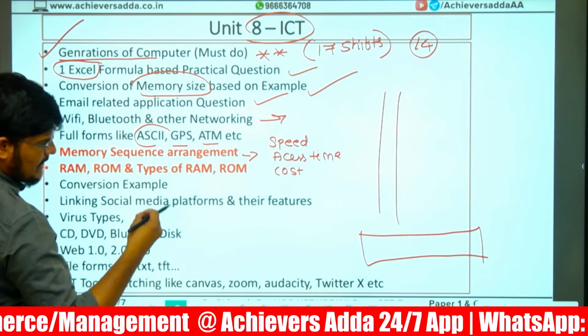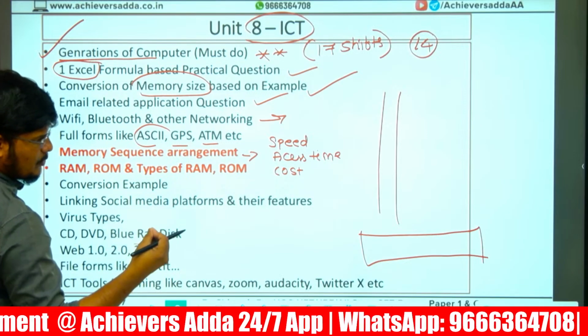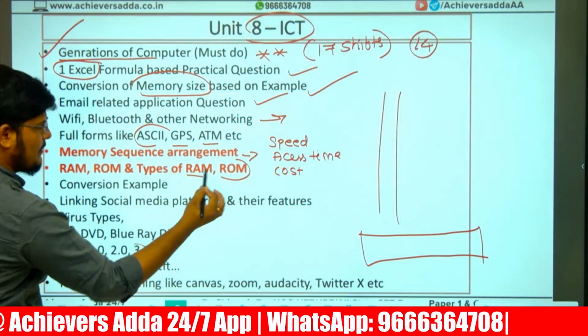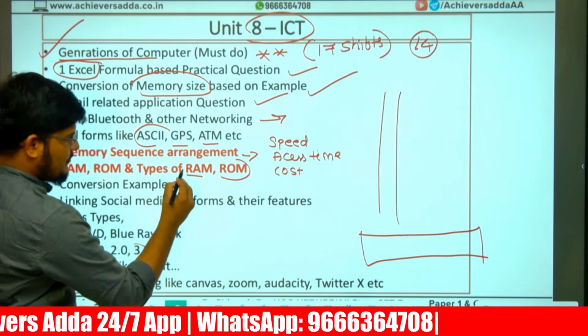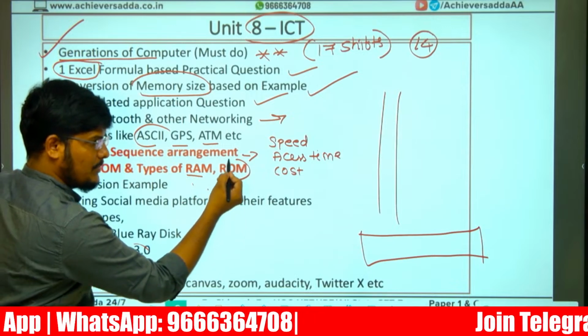Next, RAM, ROM, types of RAM: SRAM, DRAM. Types of ROM: EPROM, PROM, EEPROM, and other types of ROM. Features of SRAM, features of DRAM, features of PROM, EPROM, EEPROM.